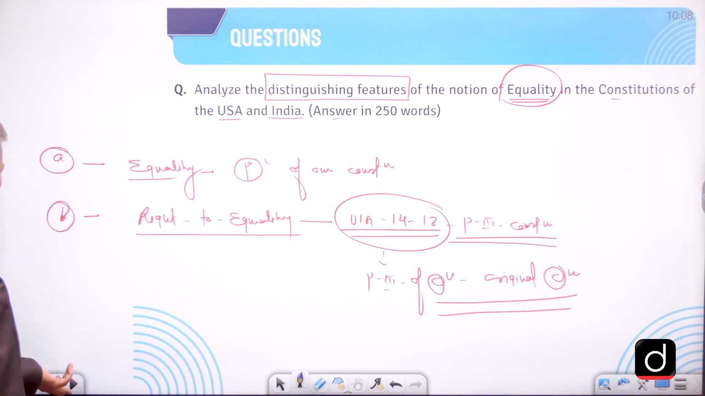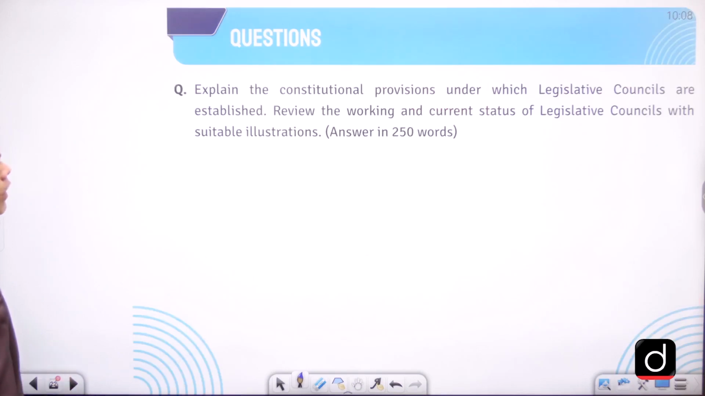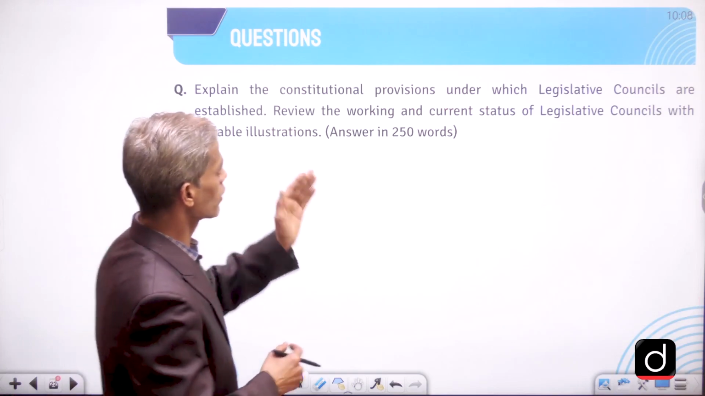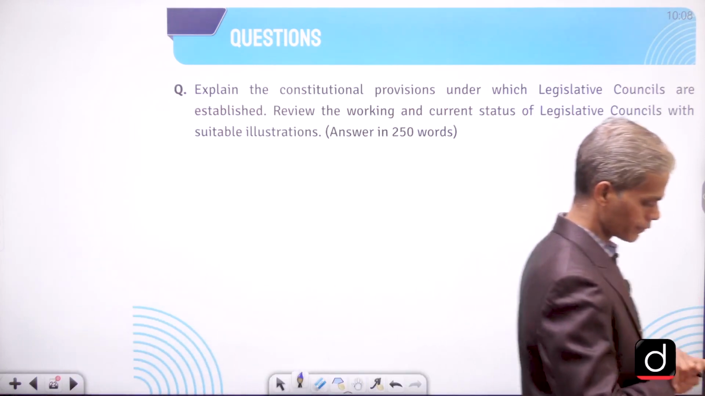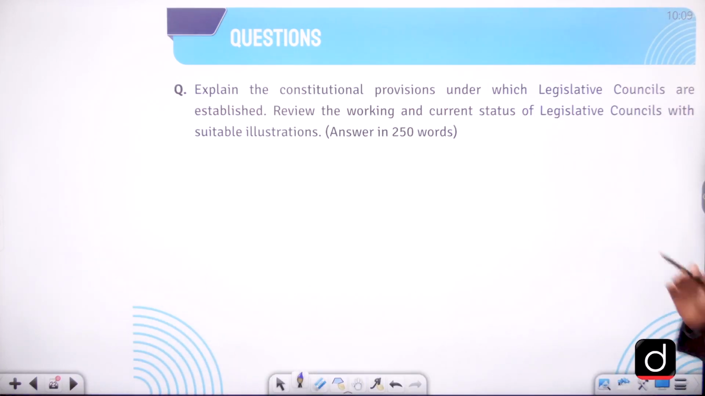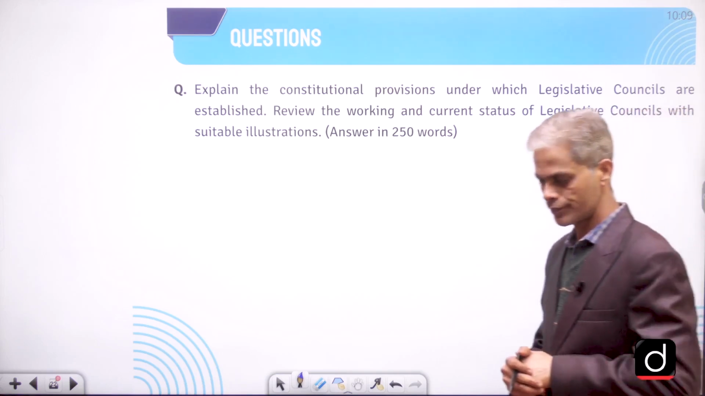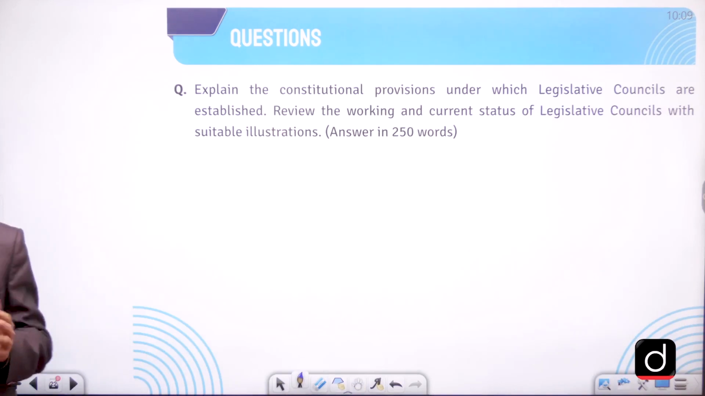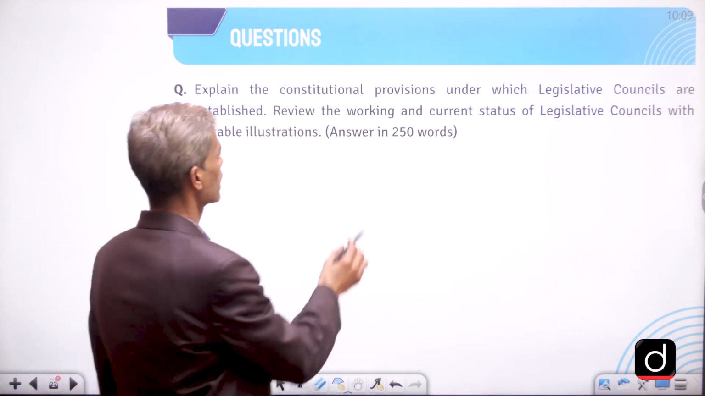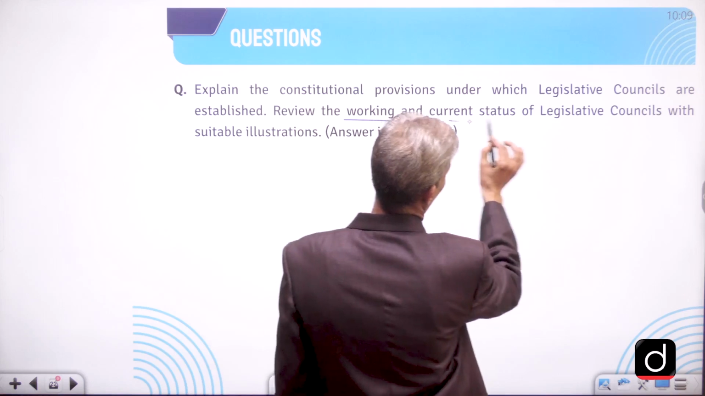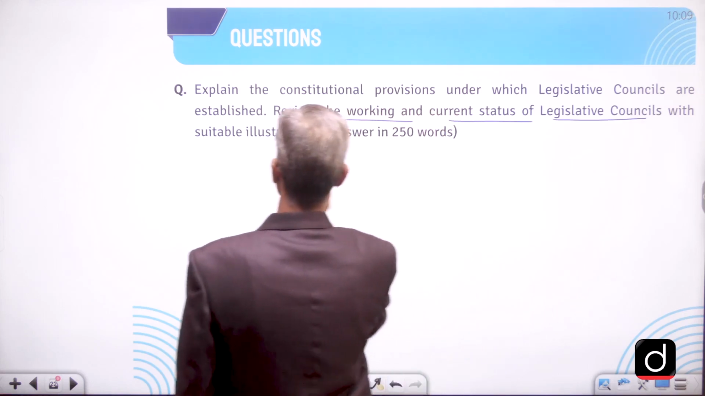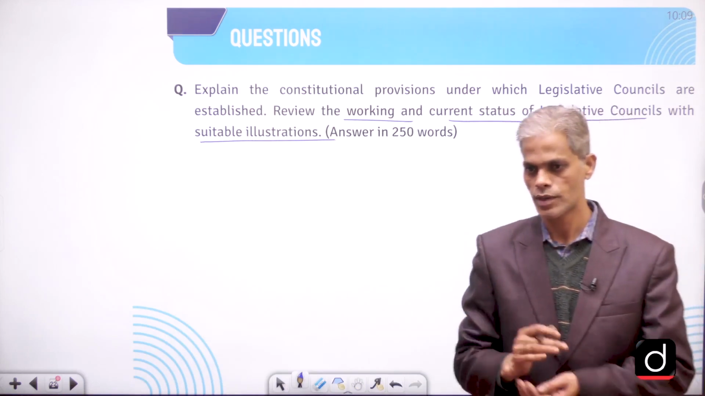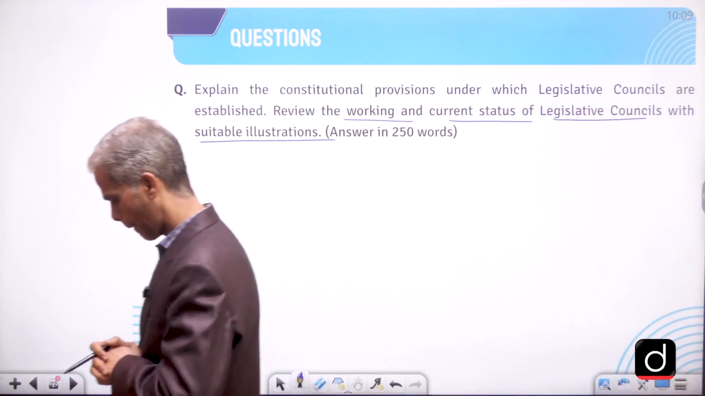Then when we talk about the next question, that is, explain the constitutional provisions under which the legislative councils are established. Right? This is the first part. So again, factual, review the working and the current status of the legislative councils with the suitable illustrations. Again, the question is for 250 words, so we can have ample of point.